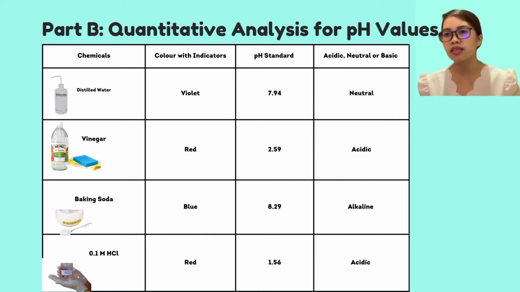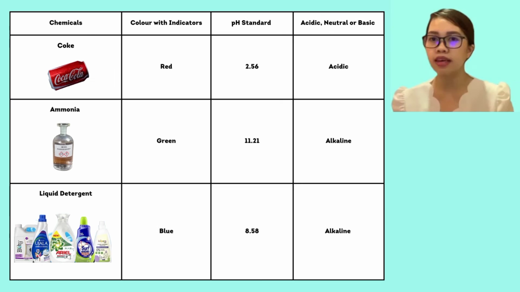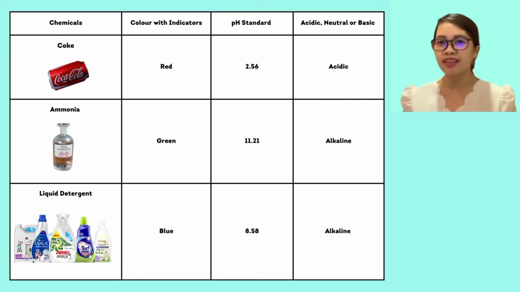And the next is 0.1 M hydrochloric acid. This solution, after being mixed with the red cabbage juice, the color with indicator becomes red, and the pH standard is 1.56. This also shows that the solution is acidic. Next is coke. After coke is mixed with the red cabbage juice, the color with indicator is red, and the pH standard is 2.56. This also shows that the solution is acidic.